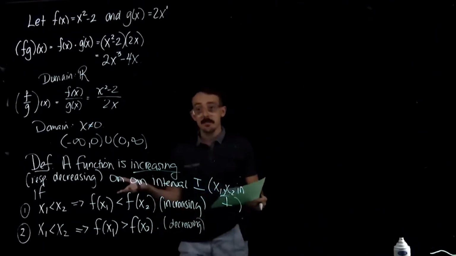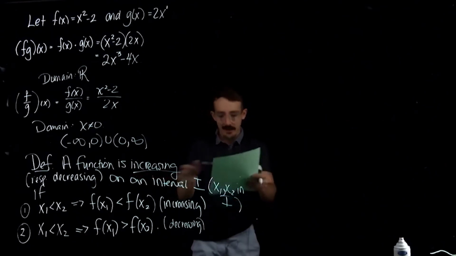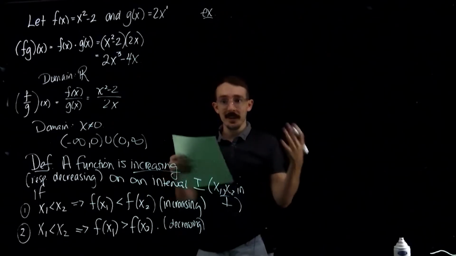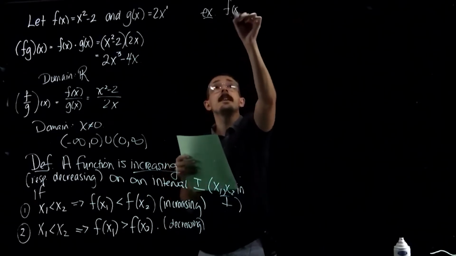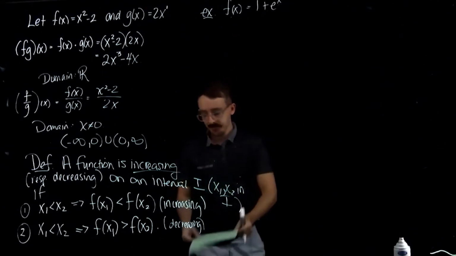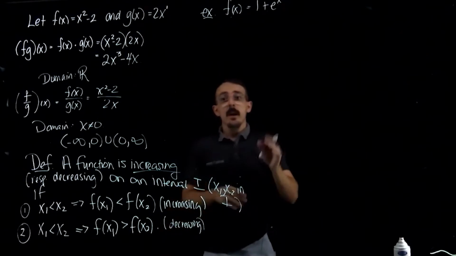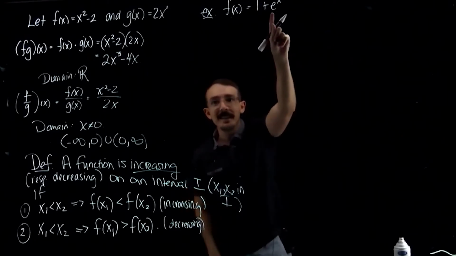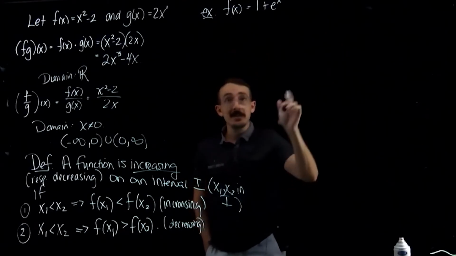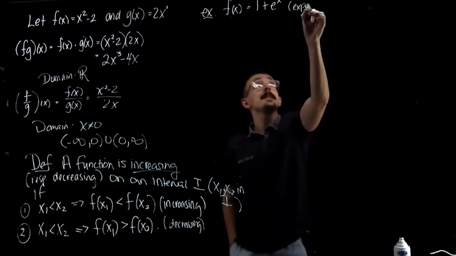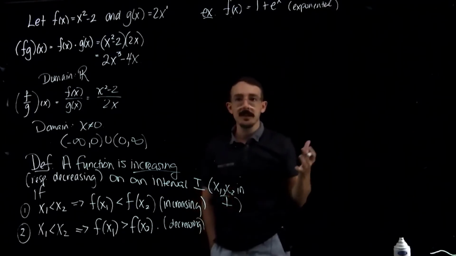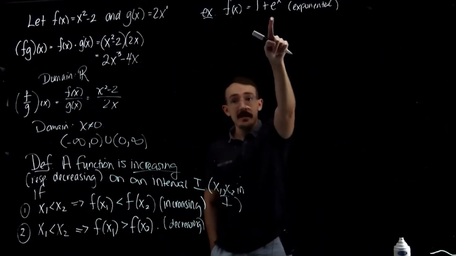Let's look at an example of a graph and see if we can apply what's going on here. So I'm going to kill two birds with one stone and introduce another type of function. So let's say f of x is equal to 1 plus e to the x. You can kind of see that. That's e to the x. This is an exponential function. So it's another important type of function that you're going to need to know how to deal with in calculus. Let's graph this.